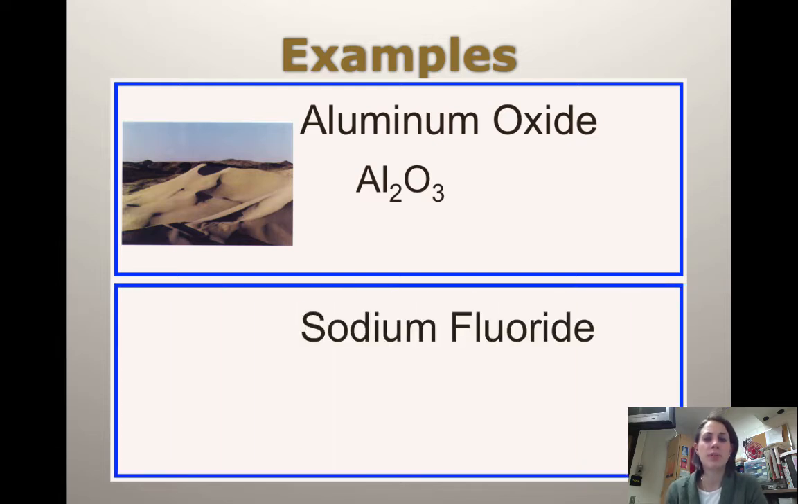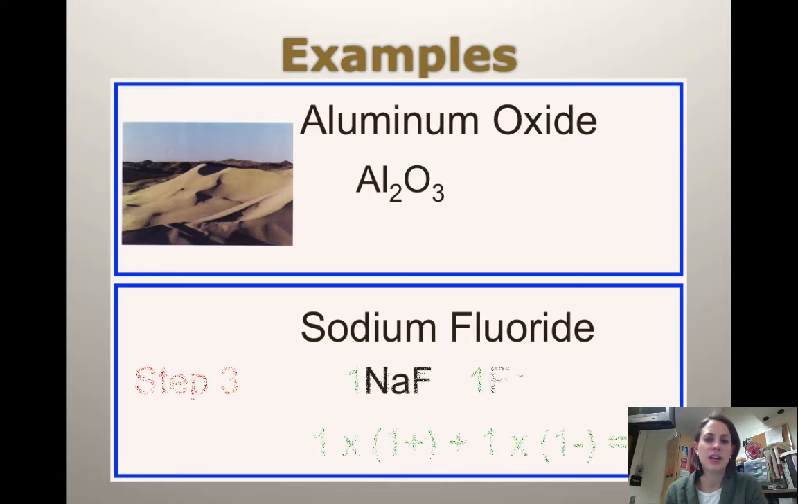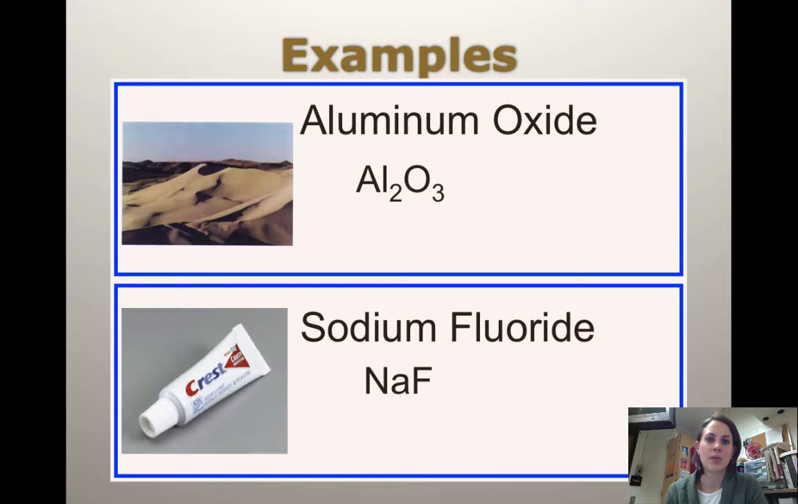Let's do one more example here. Sodium fluoride. Sodium we know is a +1 charge, it's in group 1. Fluoride is a -1 charge, it's in group 7, and it will gain 1 electron. And I put these together, +1 and -1 balances out to 0, so I only need one of each kind of ion, which means it's NaF. Okay?